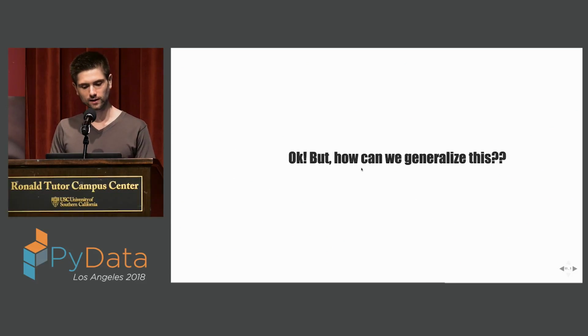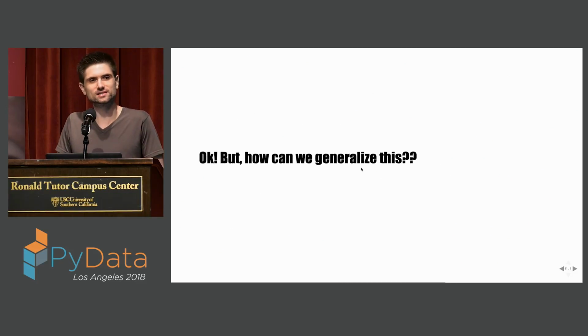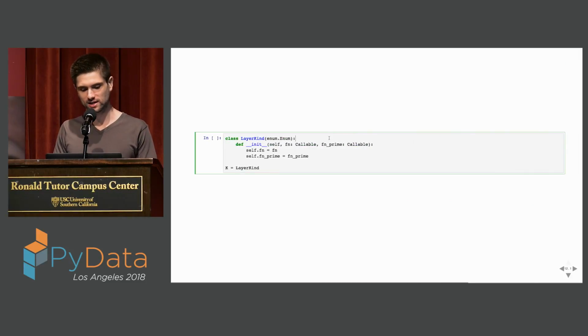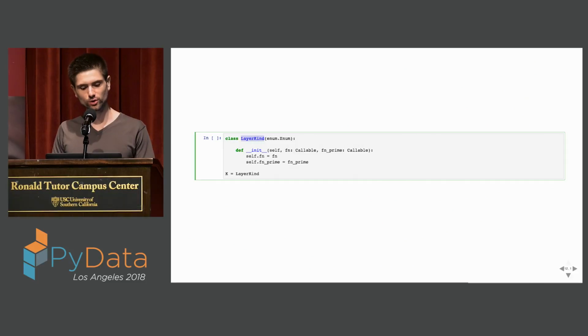So that's great, but how do we generalize this? This worked, but the for loop is probably not the optimal way to do deep learning. So how can we generalize this? One thing we can do is have some kinds of layers that encode information about functions. Here, we have some Python enum, where we expect a function and a function prime.